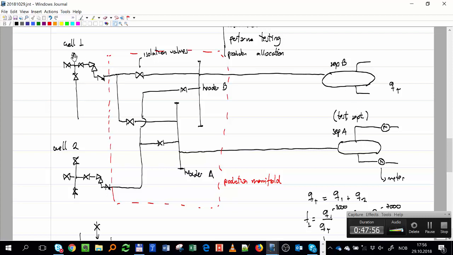Okay? And then if I'm producing, let's say I don't have only two wells, but I have 10 or 20 wells, I produce some of them to one separator, some of them to another separator. Okay?